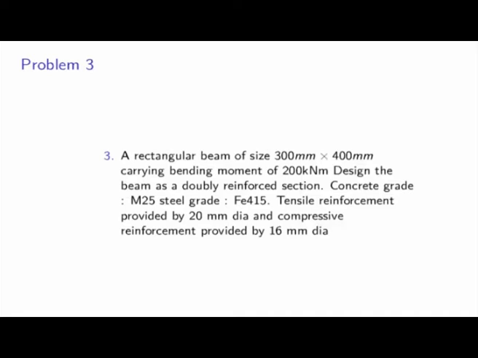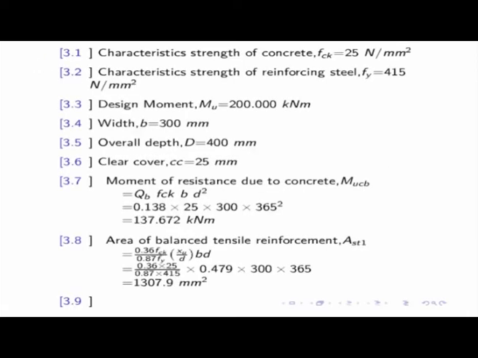Now, tensile reinforcement provided by 20 millimeter dia and compressive reinforcement provided by 16 millimeter dia. Here also I have given restriction. The tensile reinforcement I am providing 20 millimeter, and the compression one, at the top, we are providing 16 millimeter dia. Again the standard way: characteristic strength of concrete 25 Newton per square millimeter, reinforcing steel 415 Newton per square millimeter, design moment 200 kilonewton meter, width b 300 millimeter, overall depth D 400 millimeter, clear cover 25 millimeter. Moment of resistance due to concrete.